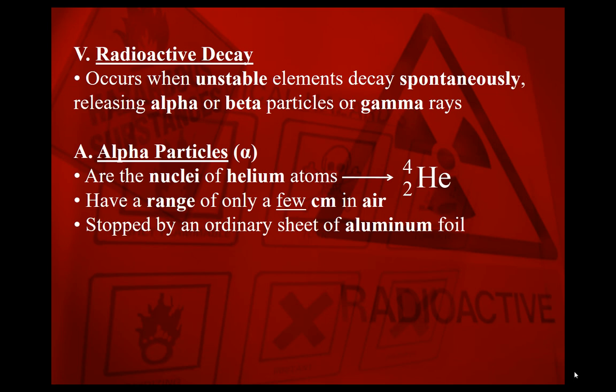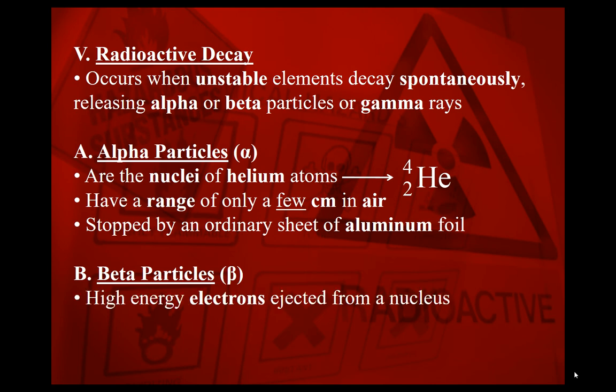In fact, just a regular old sheet of aluminum foil is enough to stop an alpha particle from moving. The density of the aluminum foil can prevent the alpha particle from going through.